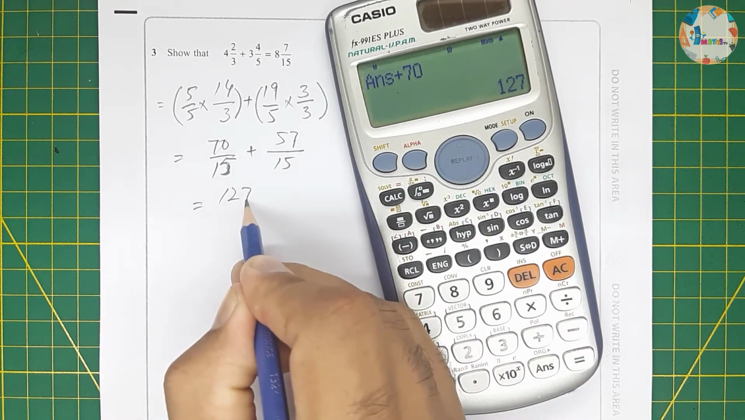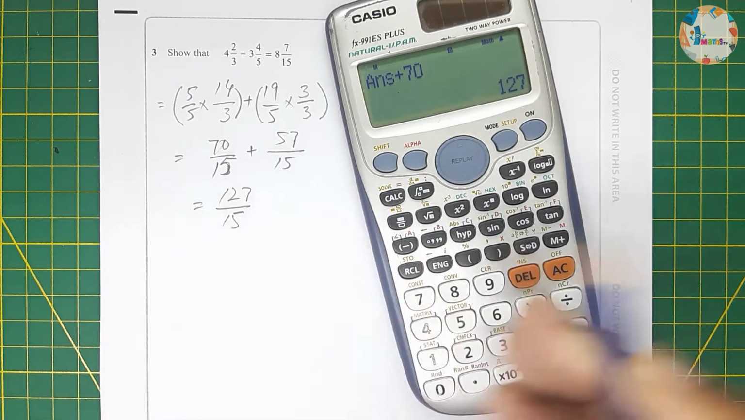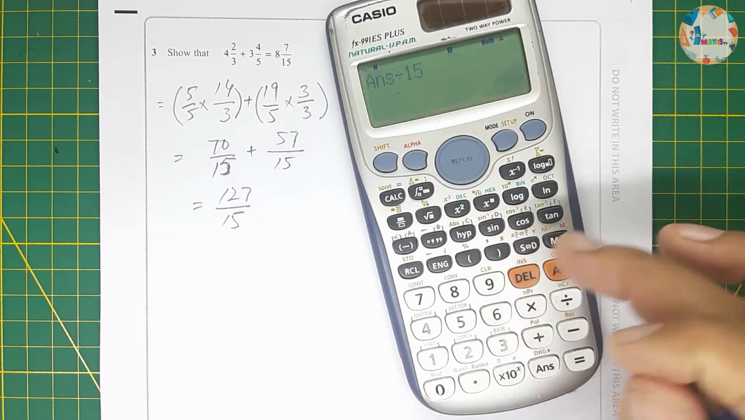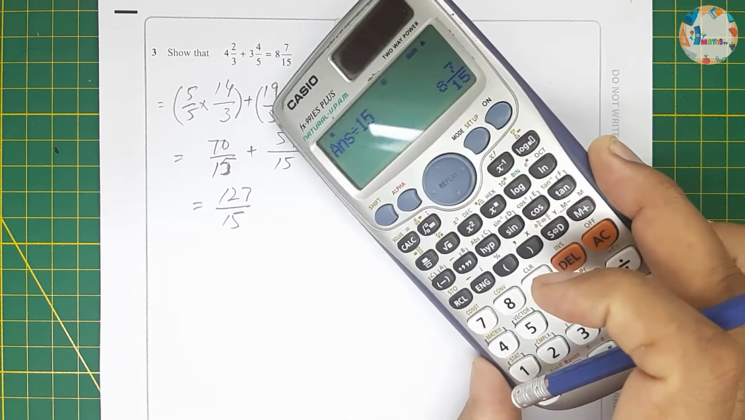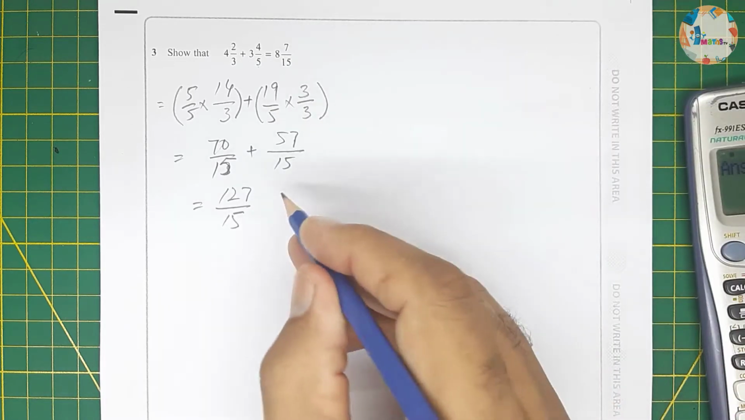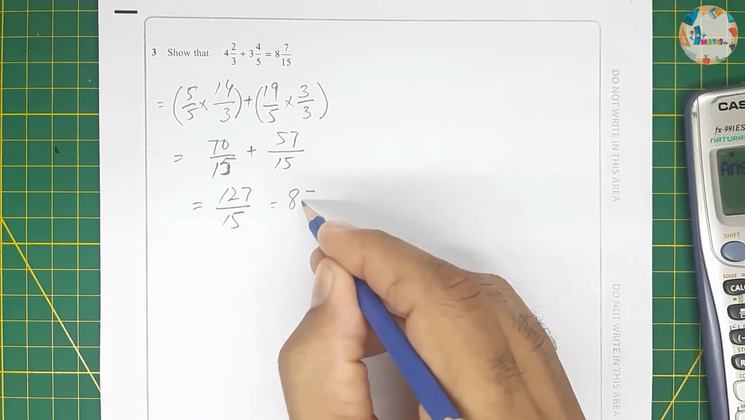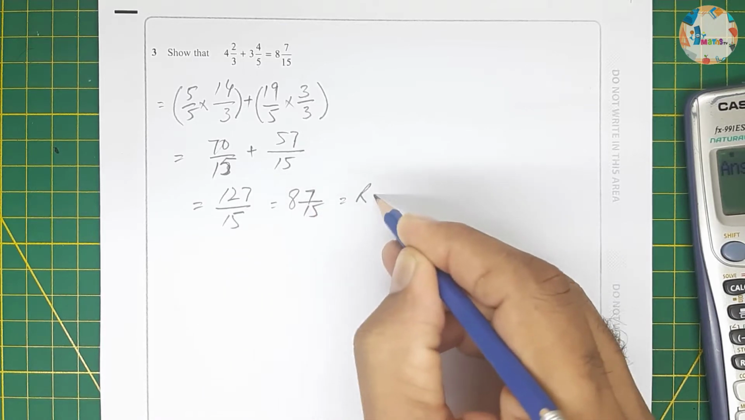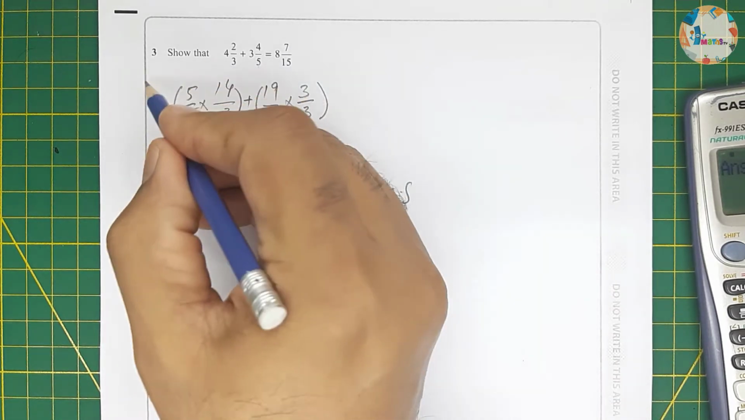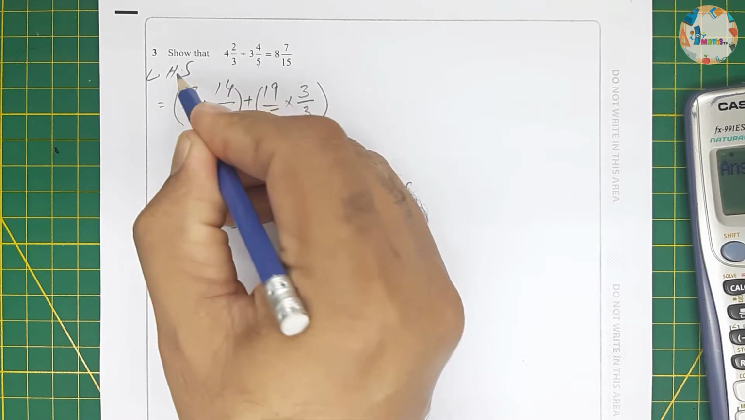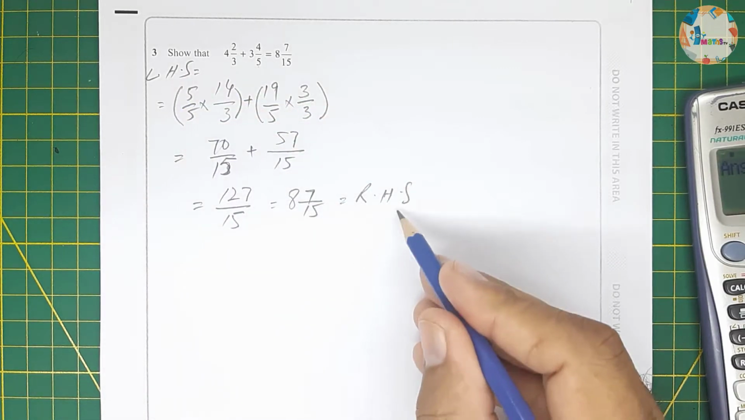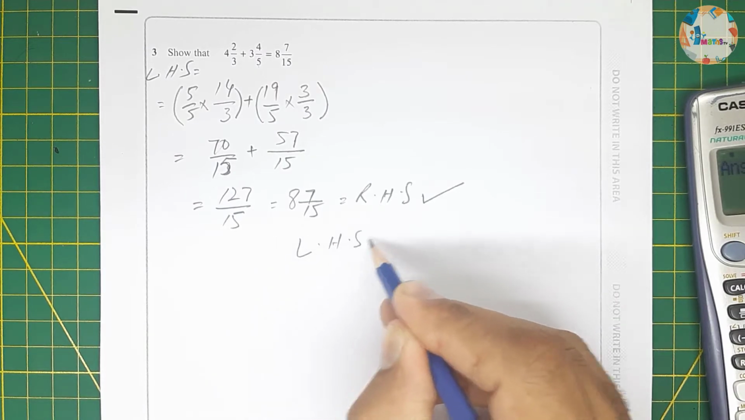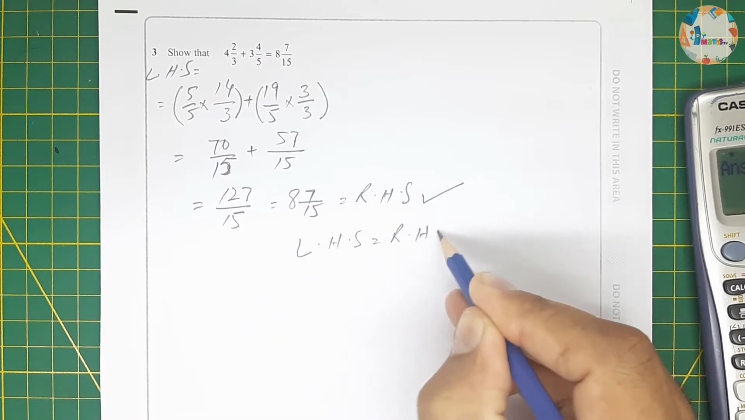So 57 divided by 15, and 57 plus 70 will give us 127. So 127 over 15, and divided by 15 will give us this one, and the mixed fraction will be 8 whole 7 over 15. 8 whole 7 over 15. This is equal to the right hand side. Basically we have taken the left hand side and then we reach the right hand side, so we can write left hand side is equal to right hand side.